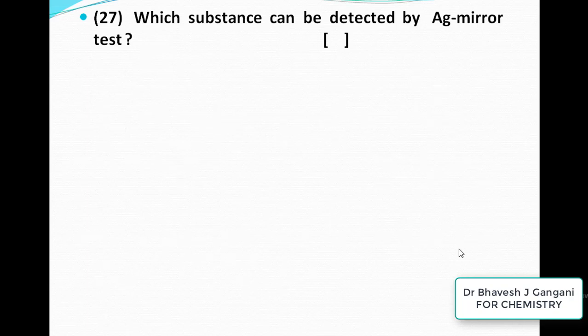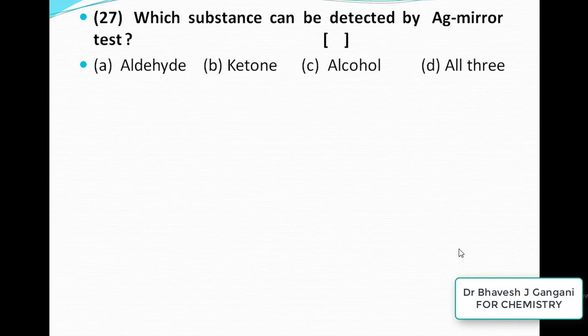Which substance can be detected by using silver mirror test? Now you are knowing very well. Silver mirror test is used to detect aldehyde in a laboratory, or it is also known as a Tollens test. So by using this silver mirror test, one can detect aldehyde in a laboratory. So answer of this question, 27, is A, aldehyde.